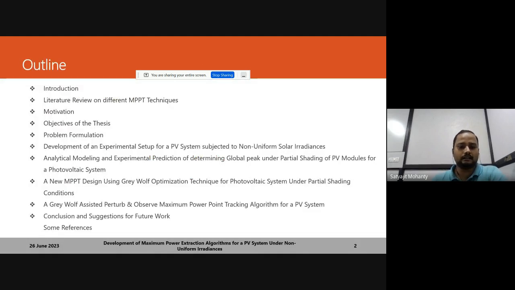So these are the contents I will be covering. I will be showing the experimental setup in which you can perform the experiments, and I will be discussing the modeling part, how to model different PV cells so that you can extract maximum fill factor and maximum possible power from it. And I will be discussing some of the MPPT techniques, which work either in shading conditions or in uniform insolation levels.